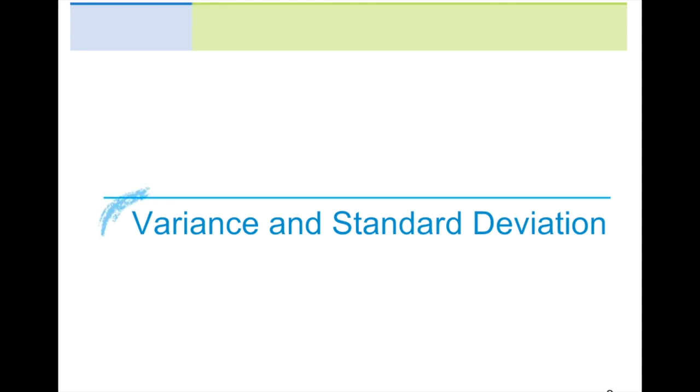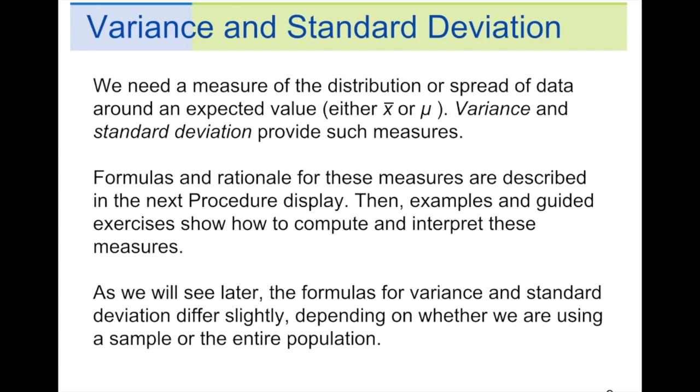Variance and standard deviation. We need a measure of the distribution or spread of the data around an expected value, either x-bar or mu. Remember that x-bar is for samples, mu is for population. Variance and standard deviation provide such measures. Formulas and rationale for these measures are described in the next procedure display. Then examples and guided exercises show how to compute and interpret those measures. As we will see later, the formulas for variance and standard deviation differ slightly, depending on whether we're using a sample, x-bar, or an entire population with mu.